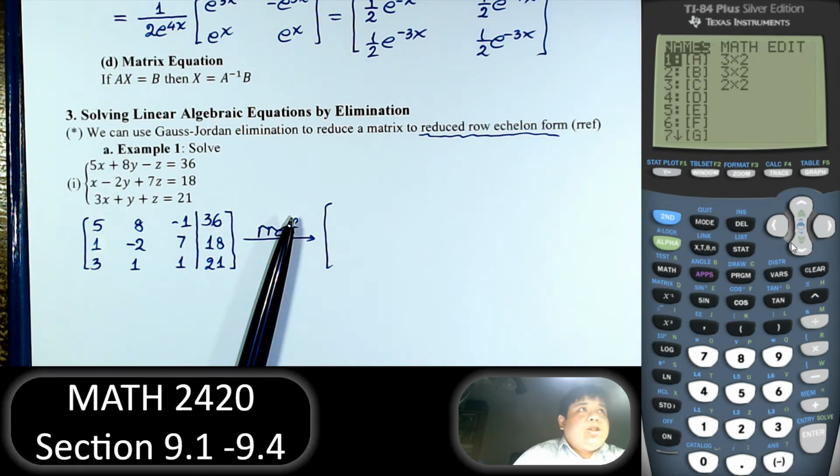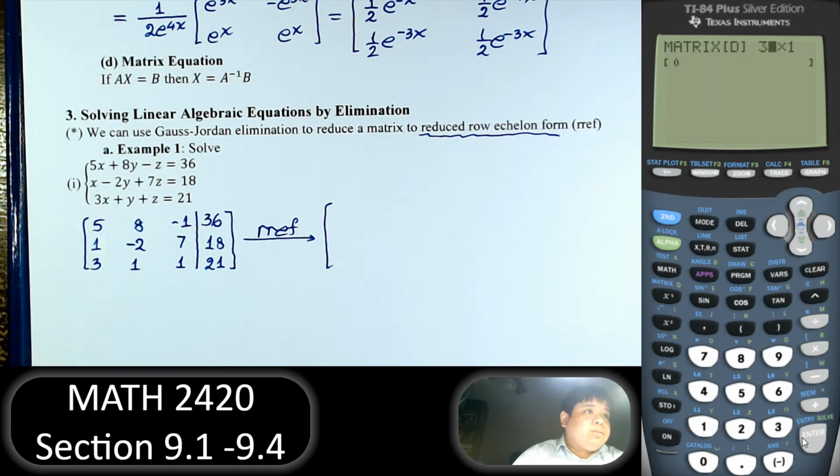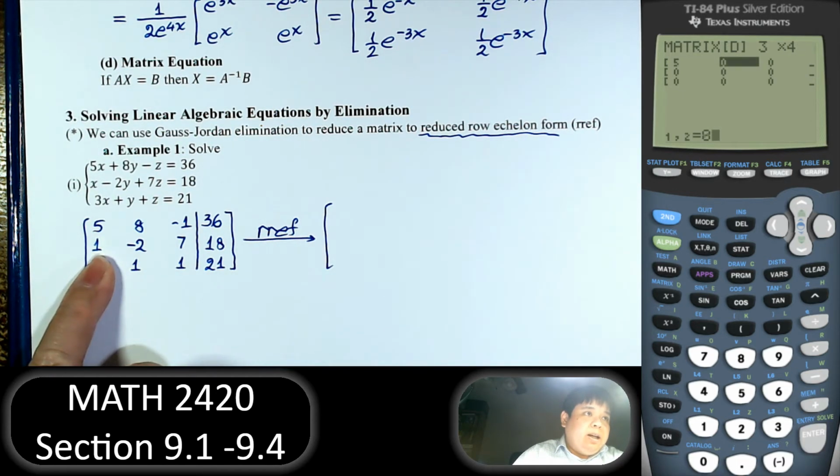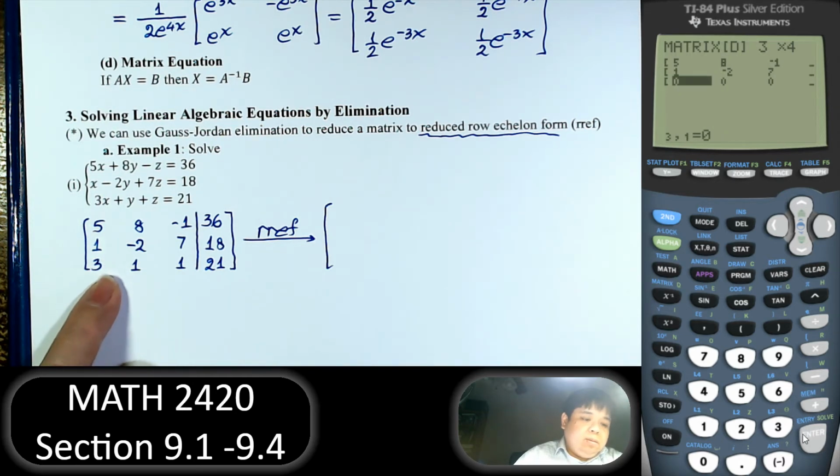On the matrix, second matrix, let's store this into a matrix D. Go to edit, go down to D. 3 rows, 4 columns, right? So 5, 8, negative 1, 36, 1, negative 2, 7, 18, 3, 1, 1, 21.